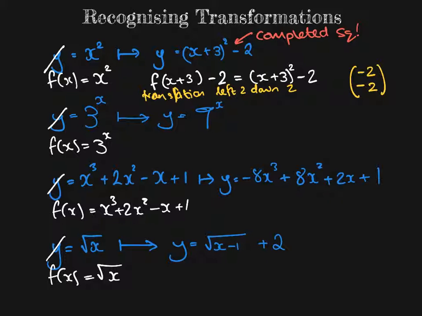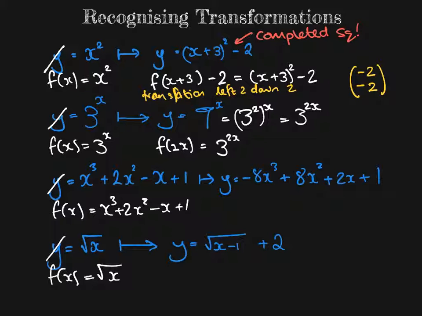Okay, the next one. This looks really complicated because the 3 isn't even a 3 anymore, it's a 9. But that's okay because look, 9 is just 3 squared. So 3 squared all to the x, that's the same as 3 to the 2x. So now it's kind of obvious what's happened. Instead of f of x, I've done f of 2x. Because f of x is 3 to the x, so f of 2x is 3 to the 2x.